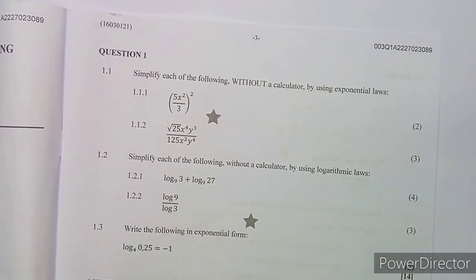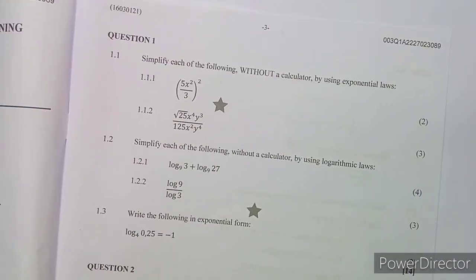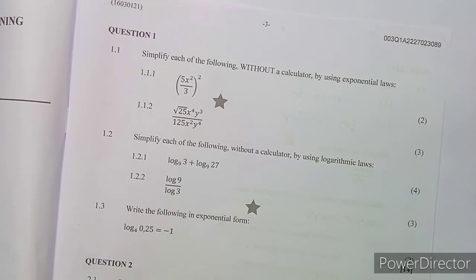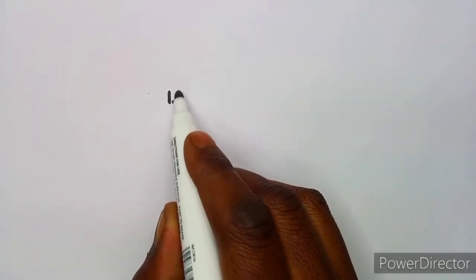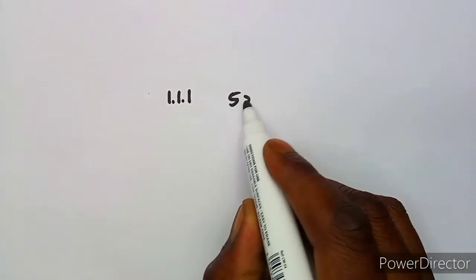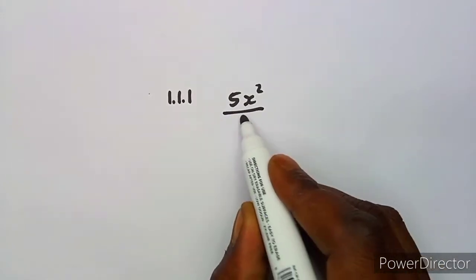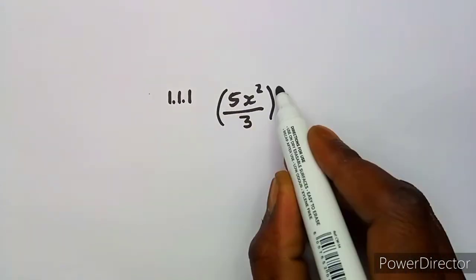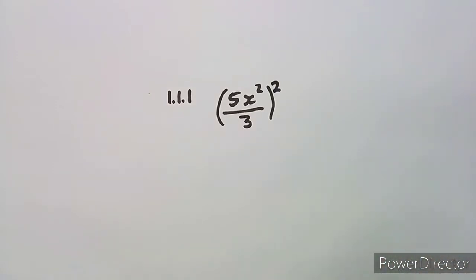So on the first part there, we had to simplify each of the following without a calculator by using exponential laws. So take note, guys, we were given an instruction that we had to apply. All right, so in this case, let's just write it down and see. We've got 5x squared over 3, and everything was actually being raised to the exponent of 2. So actually there we just have 2 marks to simplify.